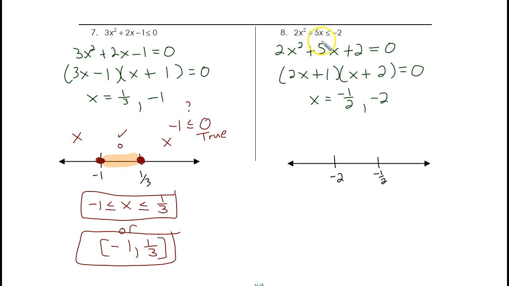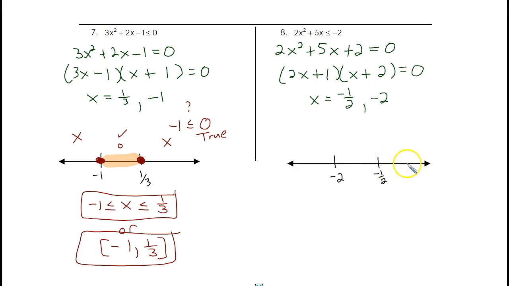I added 2 across so that it's in standard form. Leading coefficient is greater than 1, but I figured out the factors and got -1/2 and -2 as the two solutions. Put those on a number line. -2 is less than -1/2. Bigger negative numbers go to the left, right? And when I'm looking at these numbers, where is 0 going to fall? That's the number I'm going to test.